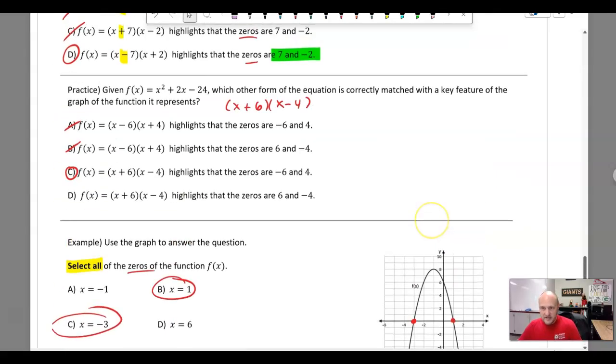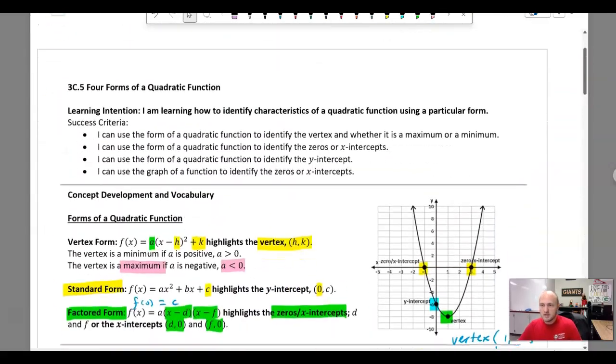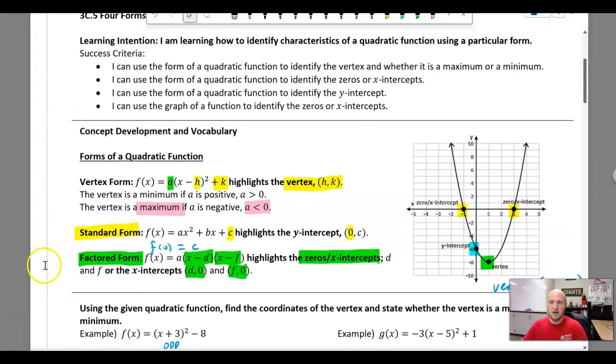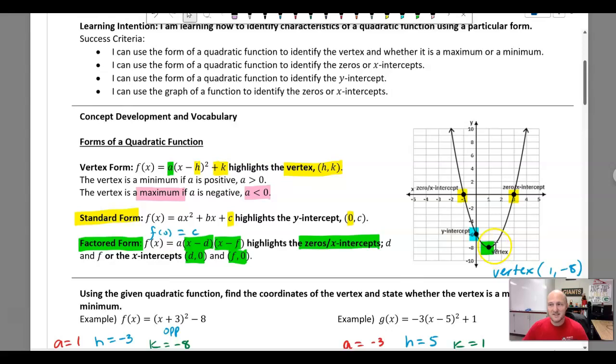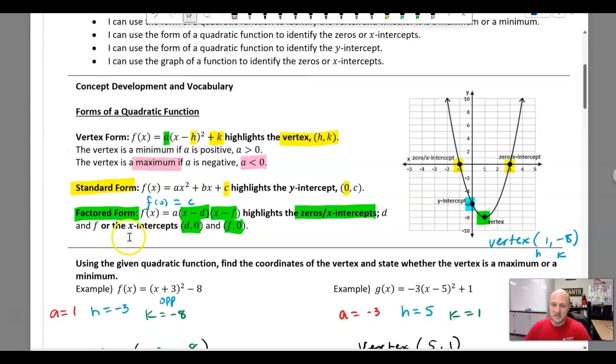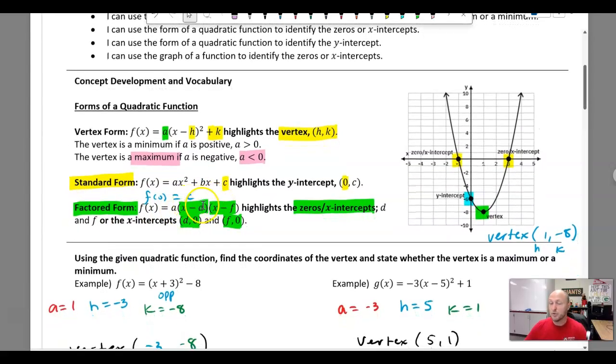Okay, let's recap. In this lesson, we talked about different types of forms. We talked about vertex form, standard form, and factored form. Vertex form gives us the vertex. We're able to identify the vertex and if it's a maximum or minimum based upon the A value. Standard form gives us the y-intercept, where it crosses the y-axis, and that's because standard form highlights a constant value, so that's our initial value. Plug in 0, and we get C. Factored form gives us the zeros, because I don't plug in 0, I set it equal to 0, and I solve, so we can get our zeros.